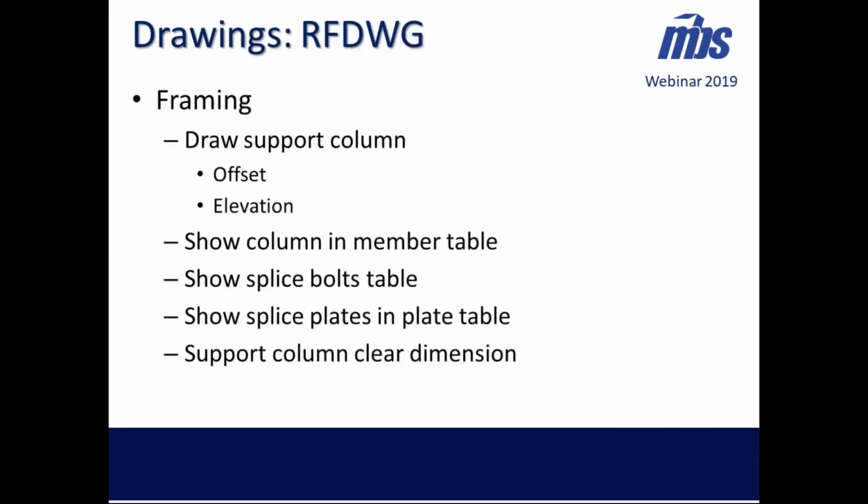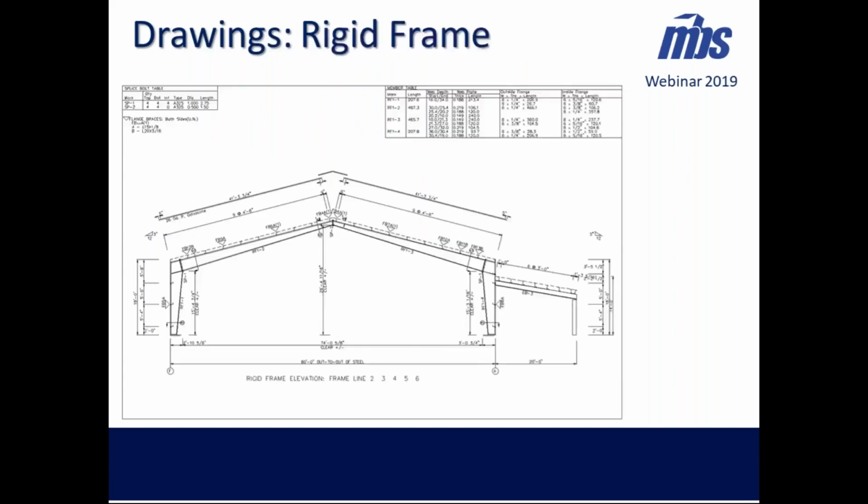Rigid frame drawing. We draw the support column, offset in elevations. We will be showing it in the member table, along with the splice bolt information and any clear dimensions.